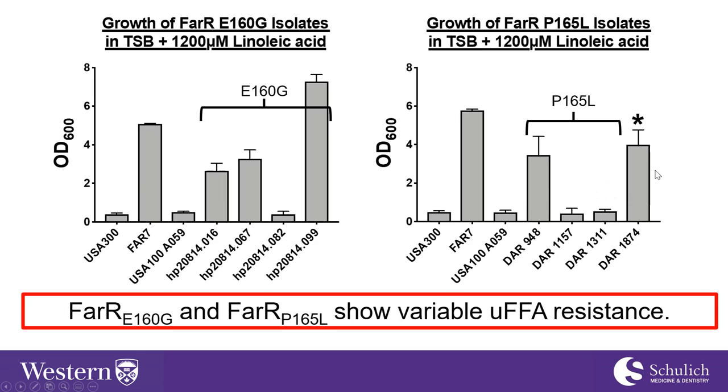DAR1874, indicated by the asterisk, was also included as it possesses an H43Y substitution in the DNA binding domain of FarR, because we were curious to see if altering the DNA binding affinity of FarR altered UFFA resistance, and in this case, DAR1874 showed increased growth and UFFA resistance.